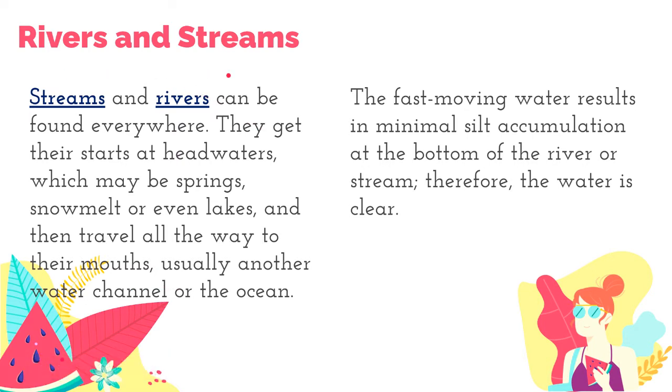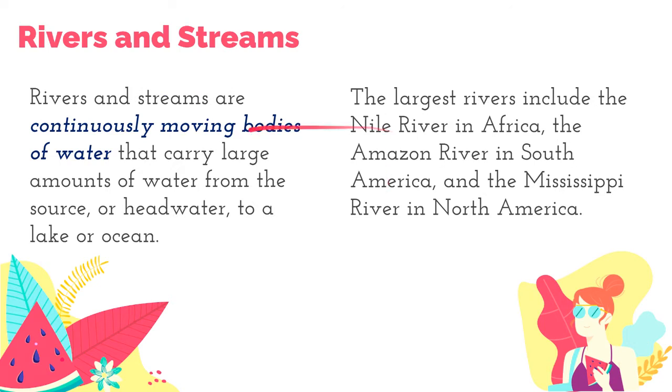So in rivers and streams, they are flowing waters. These are fast-moving water, which results in minimal silt accumulation at the bottom, okay? Therefore, the water is clearer compared to ponds and lakes. Rivers and streams are continuously moving bodies of water, again, flowing water, that carries large amounts of water from a source to a lake or headwater to its destination, either a lake or an ocean.